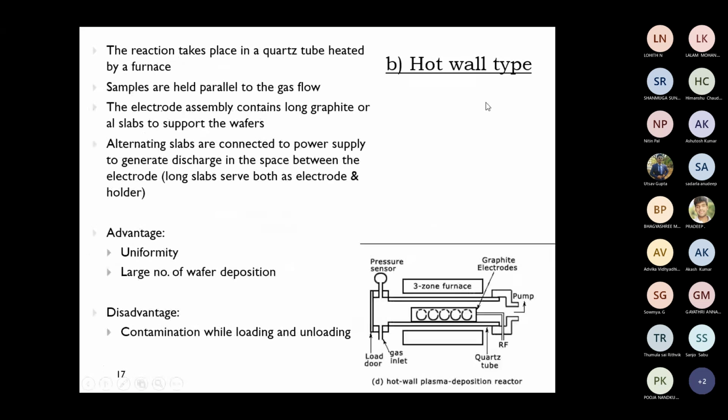Second is the hot wall type. In hot wall, this is a kind of furnace with graphite electrodes, and the reaction takes place in this furnace. It is a quartz tube heated furnace, and the sample is held parallel to the gas flow. The electrode assembly contains long graphite slabs to support the wafer. So this is another category of plasma enhanced CVD.